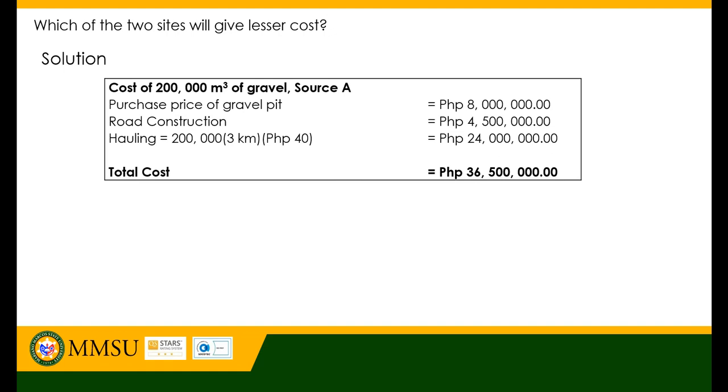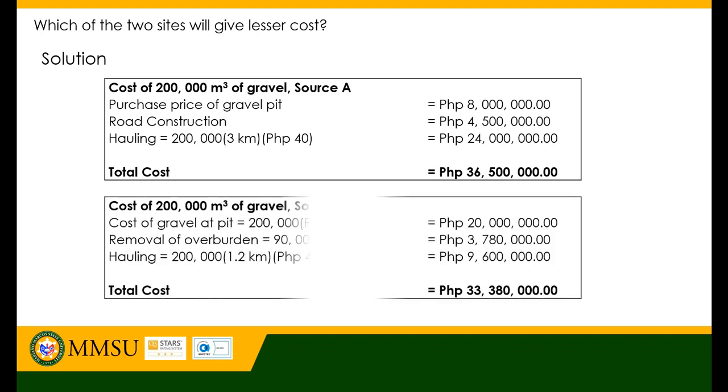Okay. Cost sa source A, cost of 200,000 cubic meter of gravel sa source A. So purchase price of gravel pit, 8 million. Road construction, 4,500,000. Hauling cost, since mas malayo siya, 3 kilometers, so 40 pesos per kilometer, that's 200,000 cubic meters ang kailangan. So, multiply natin yung tatlong yan. That would be 24 million pesos. So, total cost sa source A is 36,500,000.